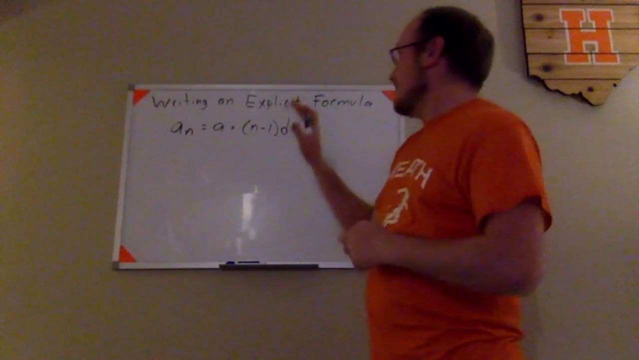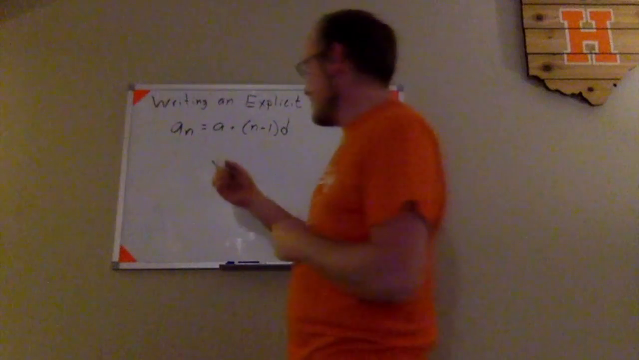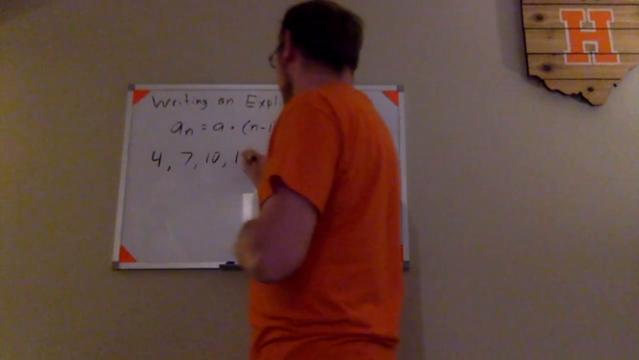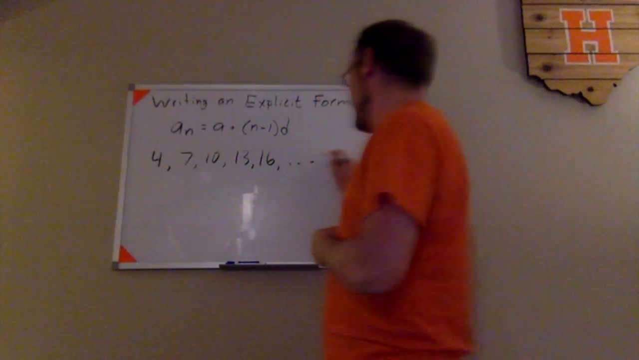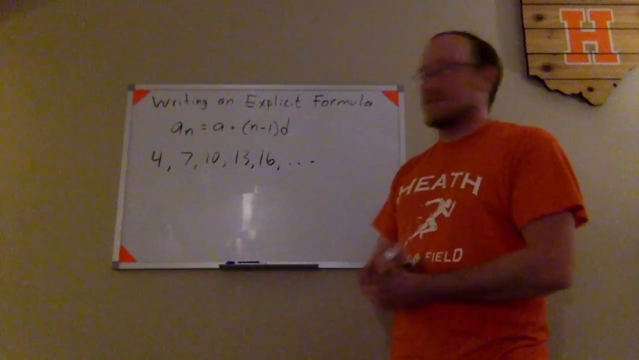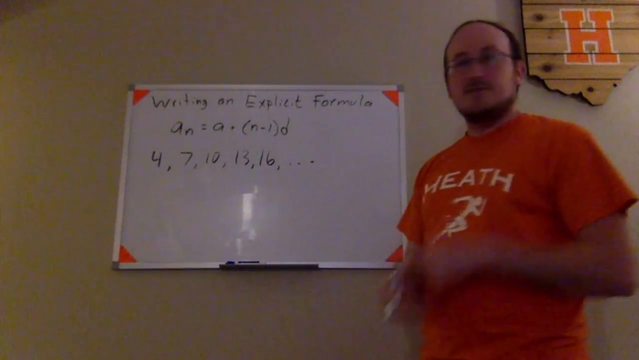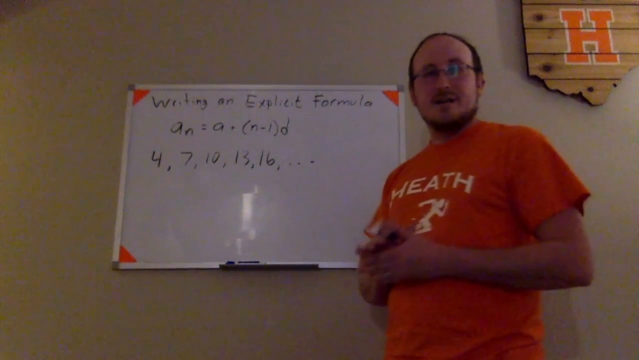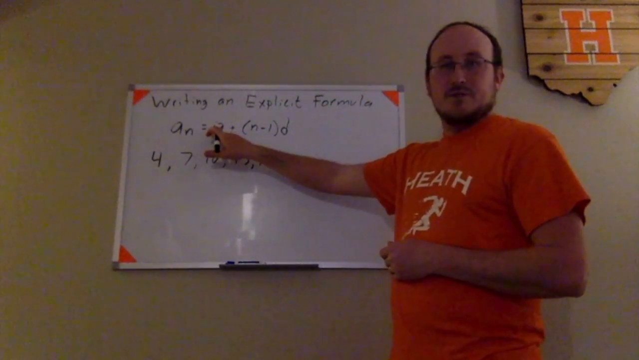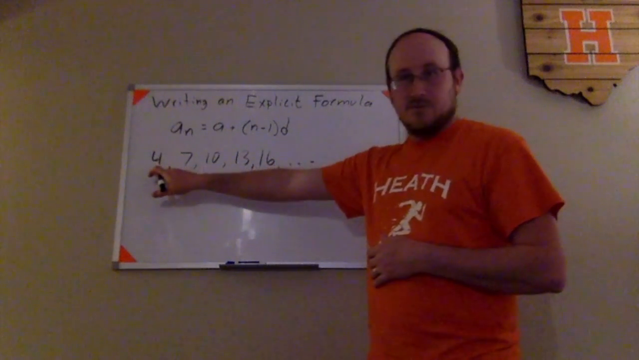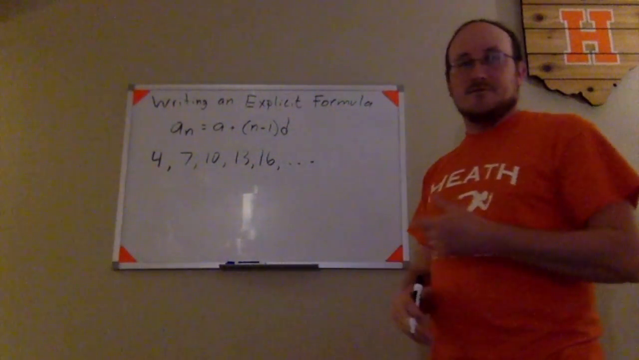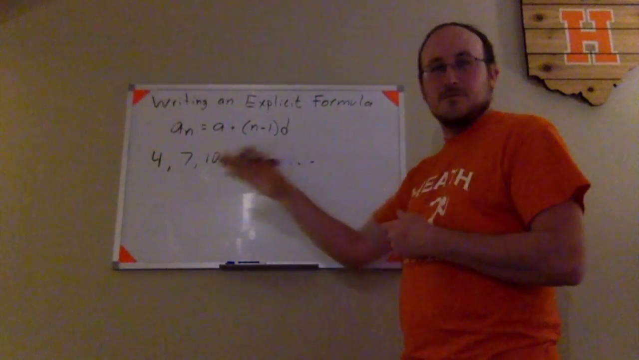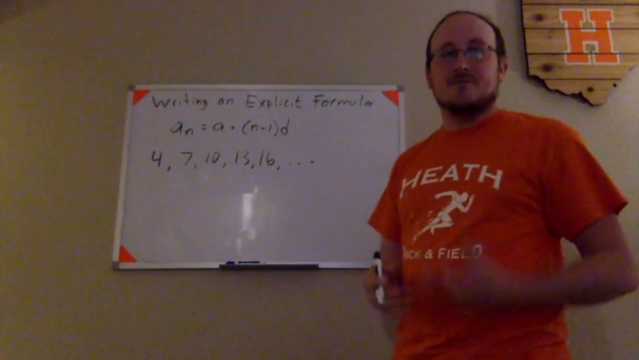So, if I have a sequence here, let's say I have the sequence 4, 7, 10, 13, 16, etc. Let's say I had that sequence, and I wanted to write an explicit formula for the nth term of that sequence. To do that, what I need to know is the first term of the sequence, where I started, in this case that's 4, and I need to know the common difference. I can look at this and see that this is increasing by 3 each time as I go from one term to the next, so the common difference is 3.